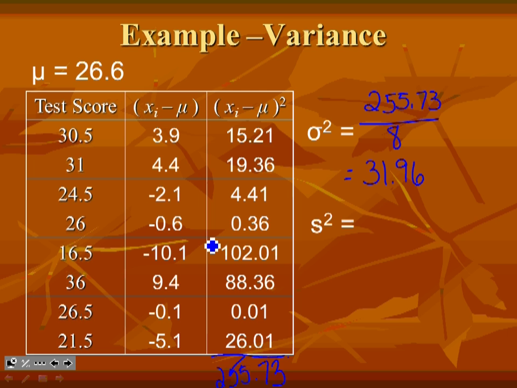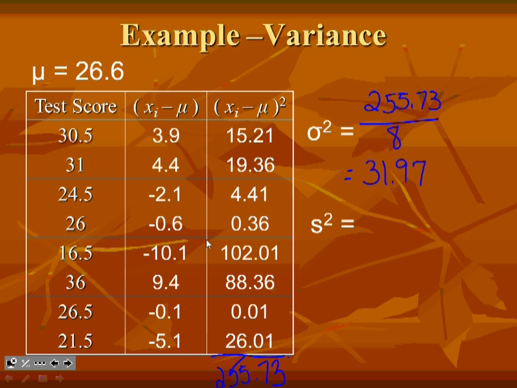31.97. Questions about finding the population variance?